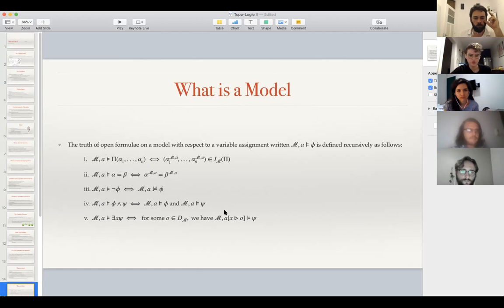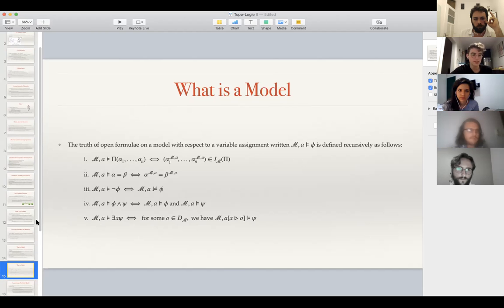Conjunction, the usual thing. And then here, existential quantification: if and only if there's some object in the domain such that if I take this variable assignment and replace it with O, it satisfies phi, this predicate. Okay, does that make sense?